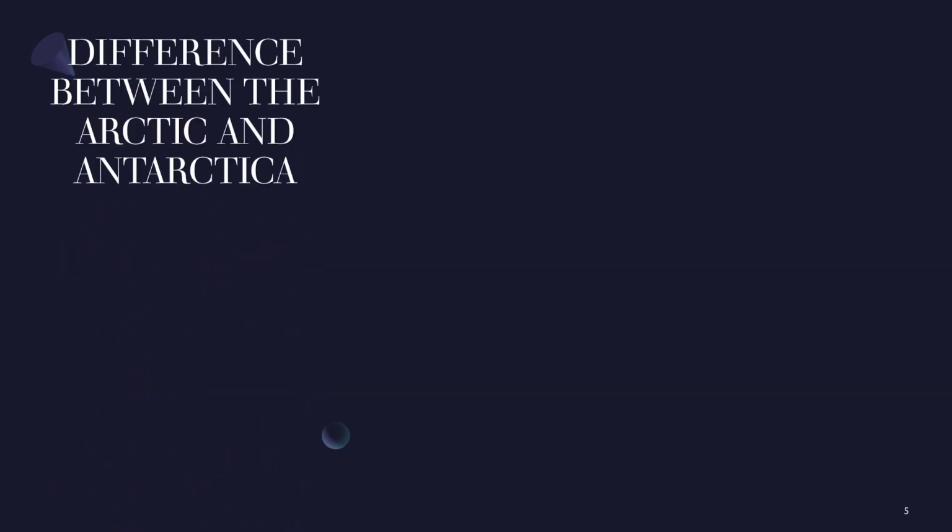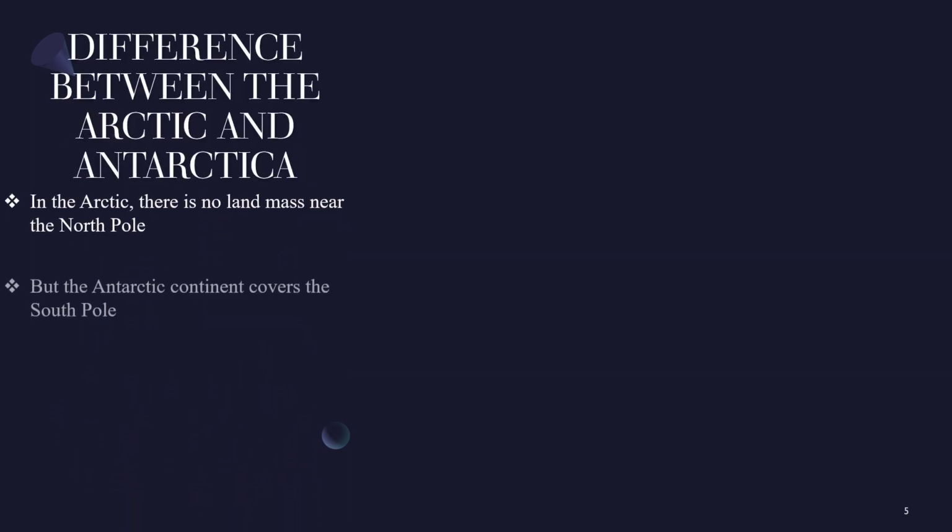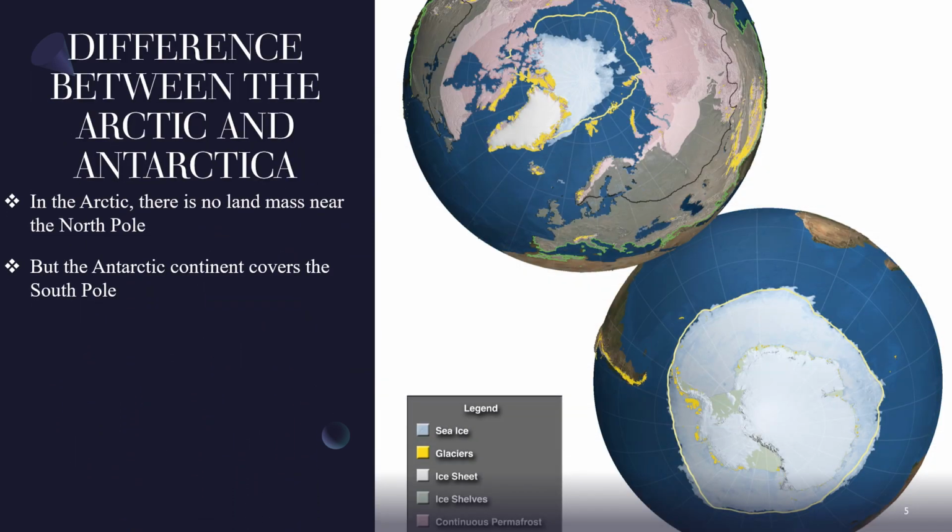So I have a diagram that represents what I just said here. This diagram represents the whole of Antarctica, and as you can see, it covers the whole of the South Pole. But with the Arctic, it is the main North Pole, and it is full of what? Ocean. There is nothing like land or any land masses around that area.